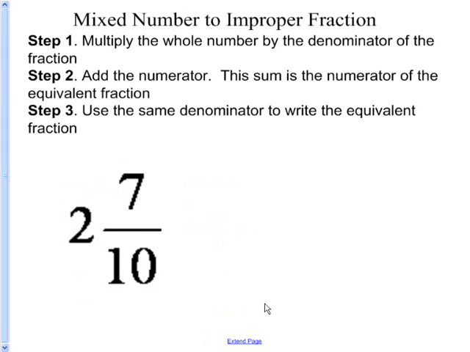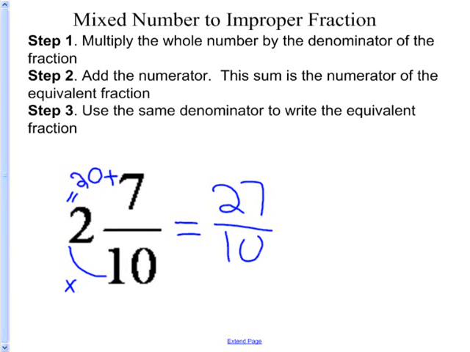In this next example, same thing. We want to change 2 and 7/10 into an improper fraction. So I'm going to multiply my denominator times my whole number. 10 times 2 equals 20. And then I'm going to add the numerator to that product. 20 plus 7 is 27. And I keep the same denominator of 10. So 27/10 is equal to 2 and 7/10.